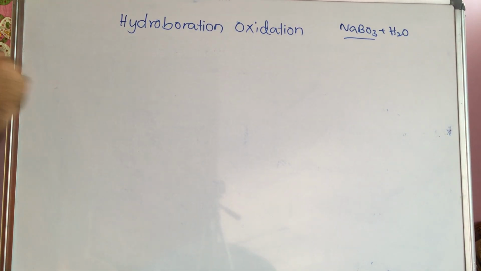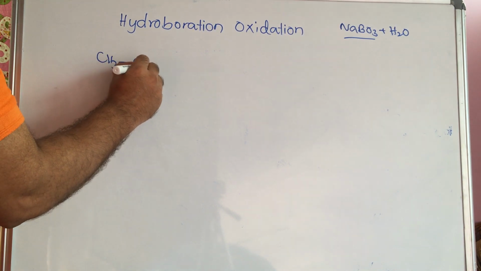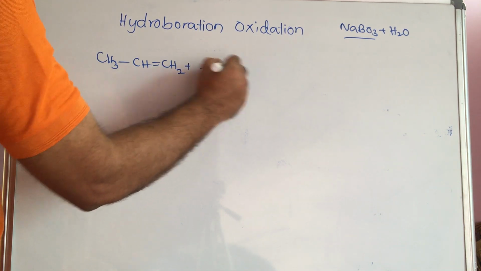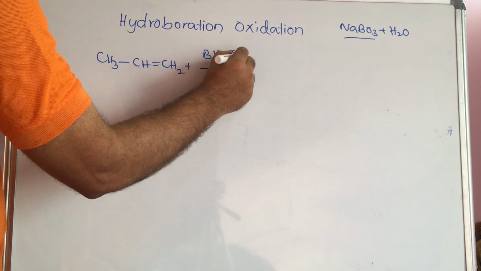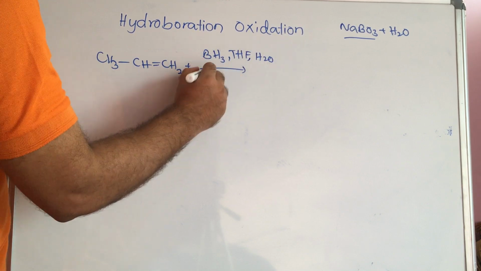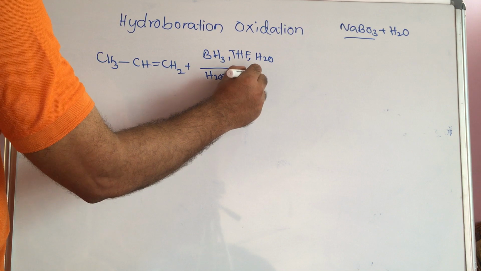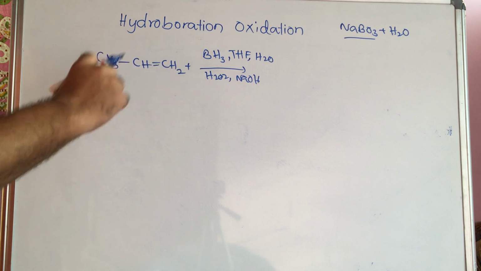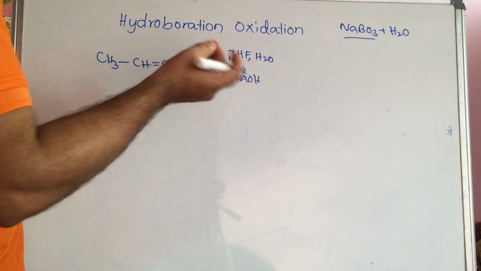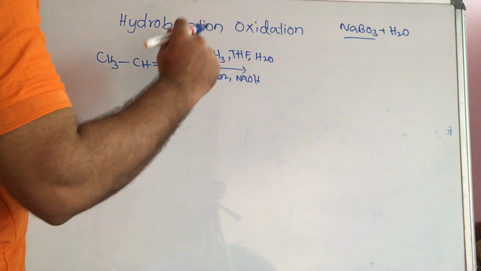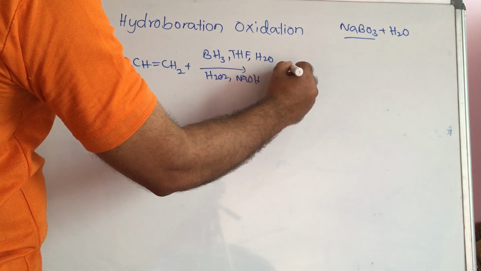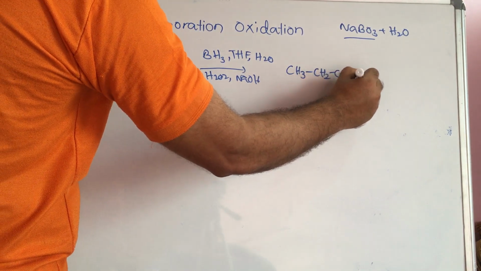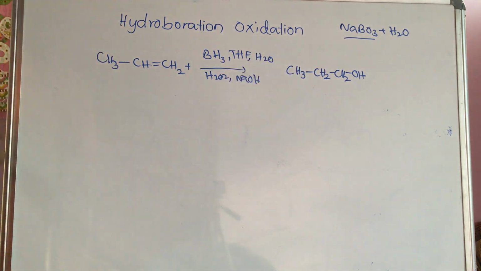So now, CH3CH=CH2 will react with BH3·THF, then water, H2O2 and NaOH. Then what will be the product? Anti-Markovnikov product or non-Markovnikov product? Generally they are the same, Markovnikov product and non-Markovnikov product. Generally the non-Markovnikov product, CH3CH2CH2OH, is the major product, stereospecific.